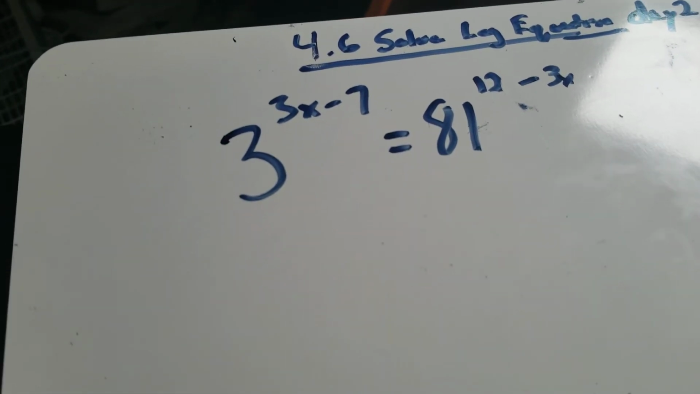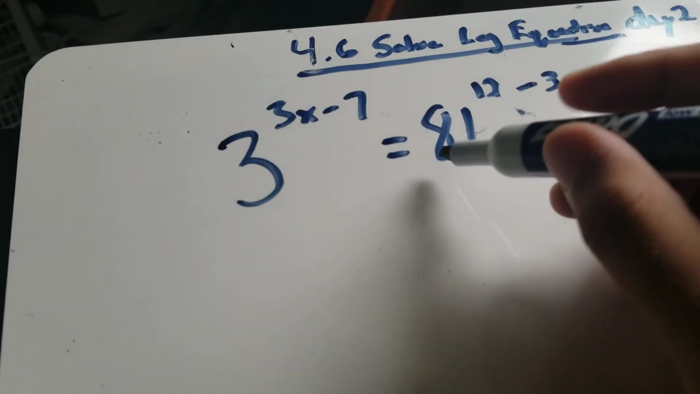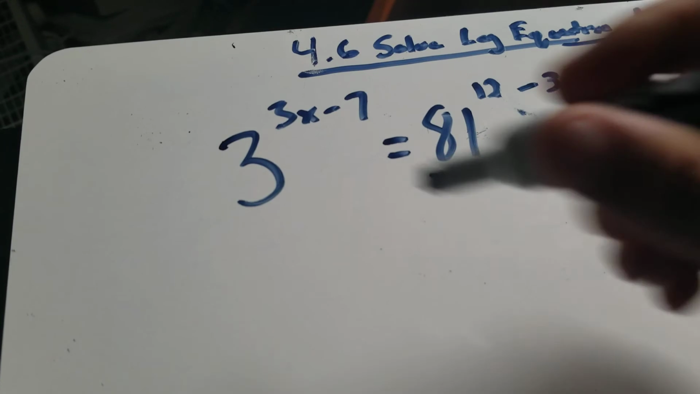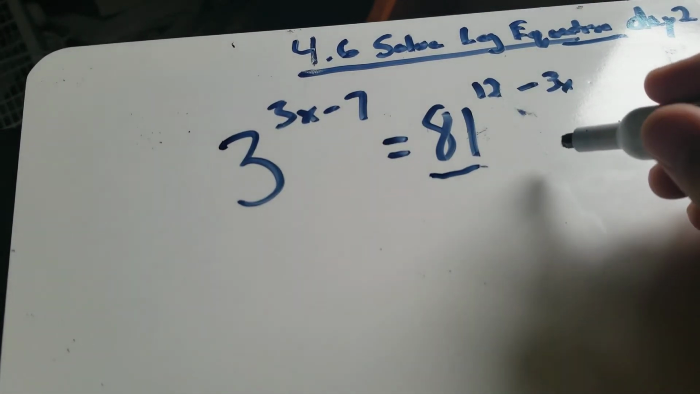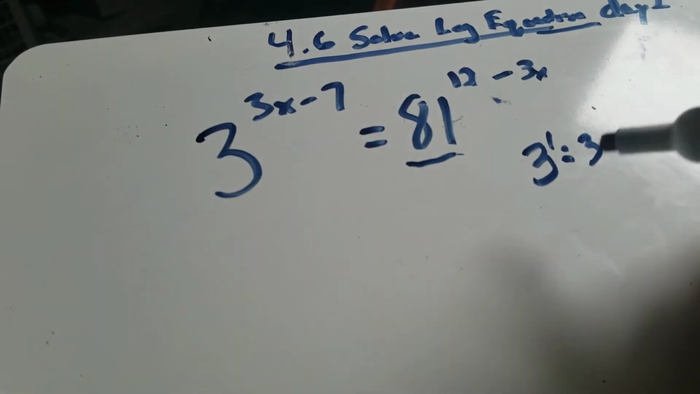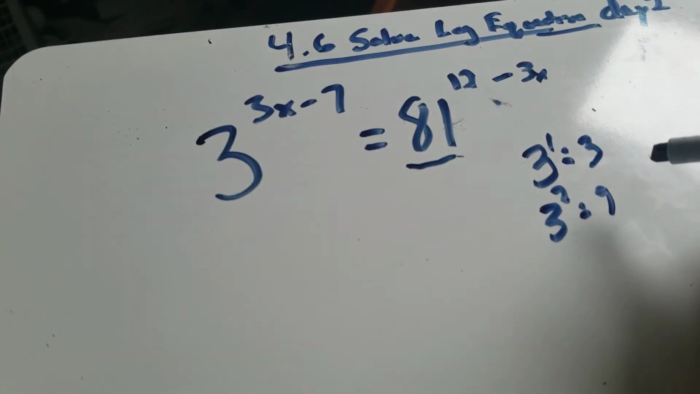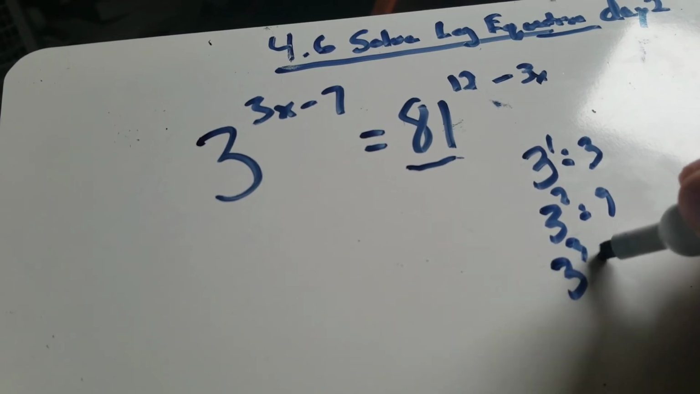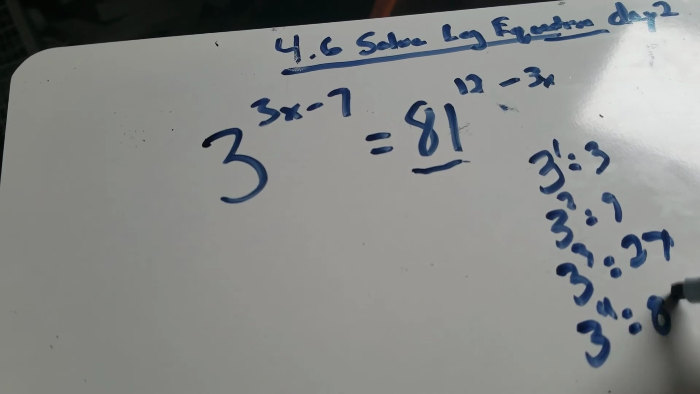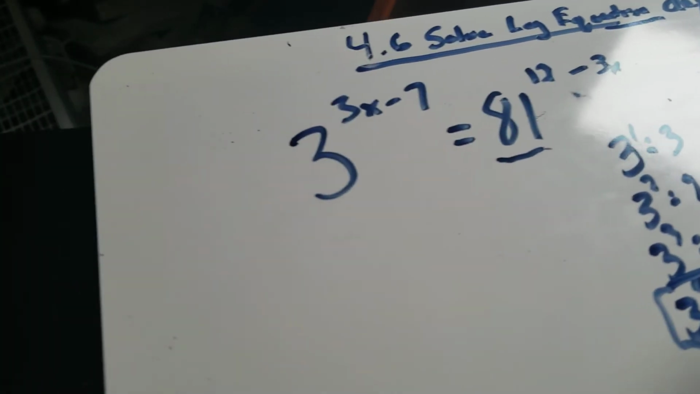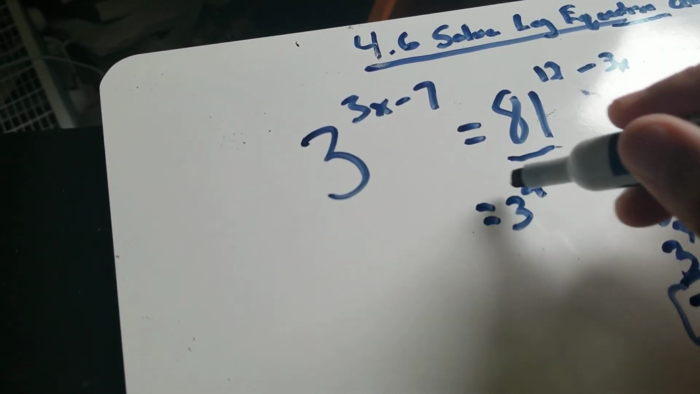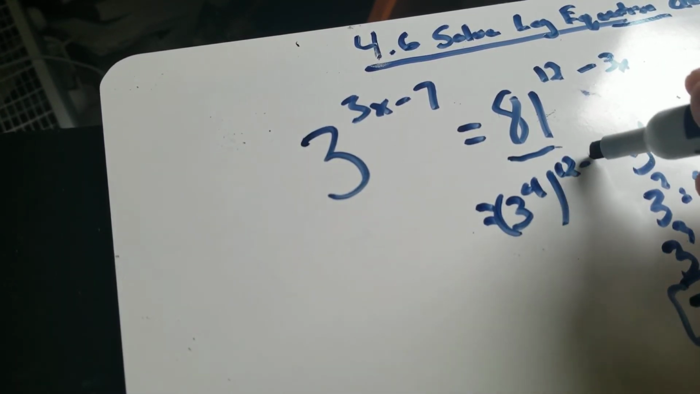Okay, first off, step 1, identify which one is your bigger base. Well, that's 81. Step 2, see if you can use the smaller base to make it match your bigger base, or vice versa. So 3 to the 1 power is 3, so that's not it. 3 to the second power is 9, that's not it. 3 to the third power equals 27, that's not it. 3 to the fourth power equals 81. Bingo, so we got 3 to the fourth power equals 81. So we're going to rewrite 81 as 3 to the fourth power, close parentheses, 12 minus 3x.